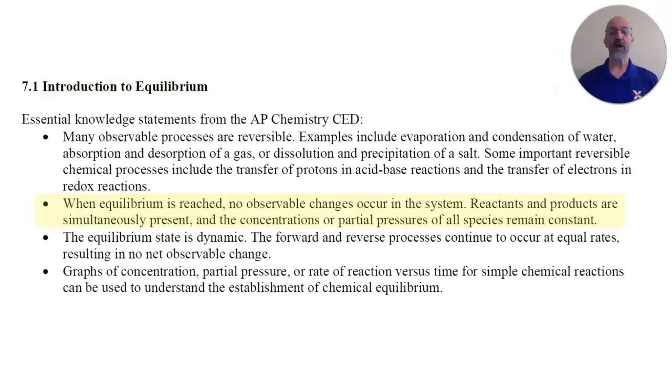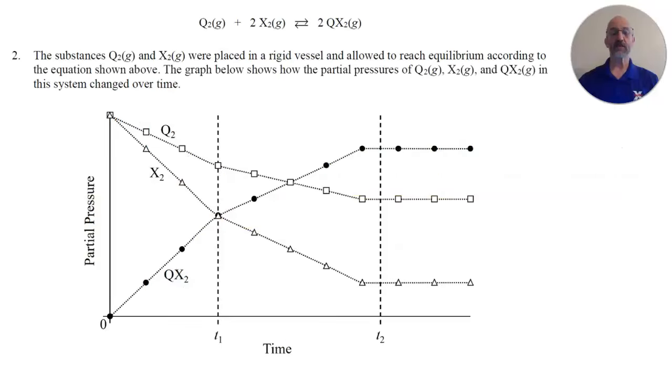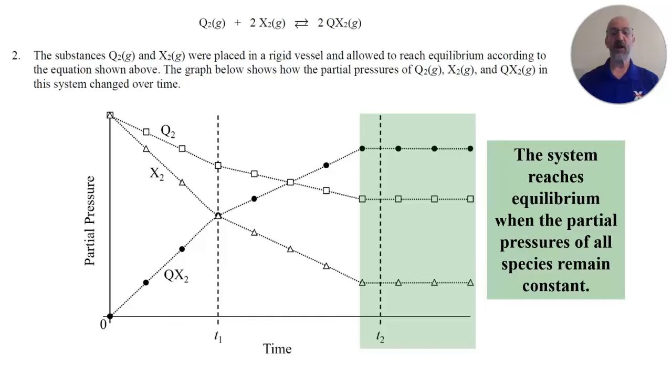Remember that in question 1, we noticed that when the concentrations or the partial pressures of all species remain constant, that is an indication that equilibrium has been achieved for the reaction. And so in this graph, we can't see any actual values or labels on the x-axis or the y-axis, but we can see that there are 3 horizontal lines that are located in this region that I'm highlighting on this slide. So that is an indication that equilibrium has been achieved because the system reaches equilibrium when the concentrations, or in this case, the partial pressures of all species remain constant.